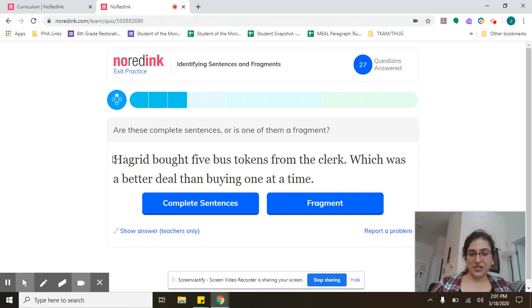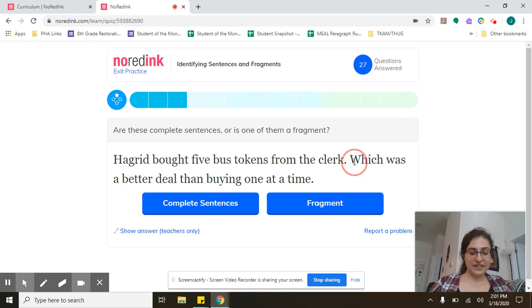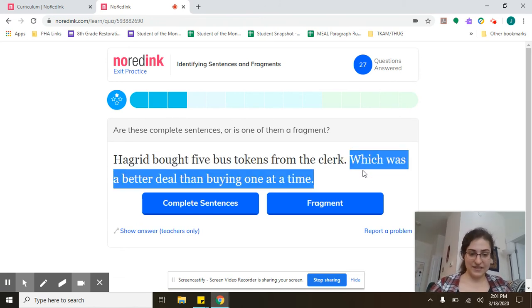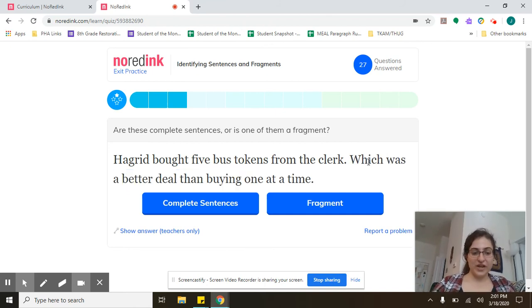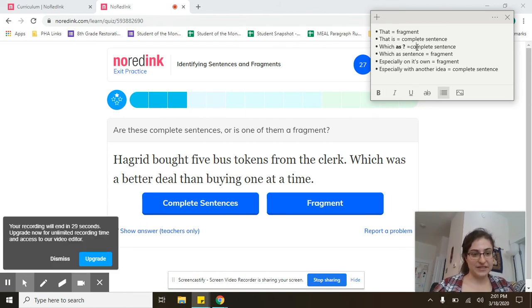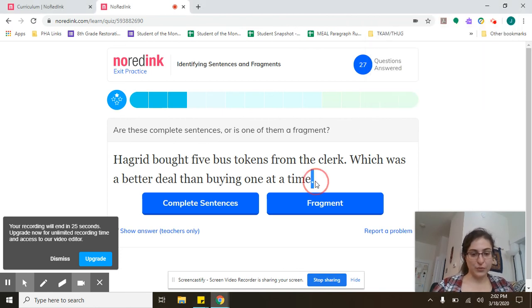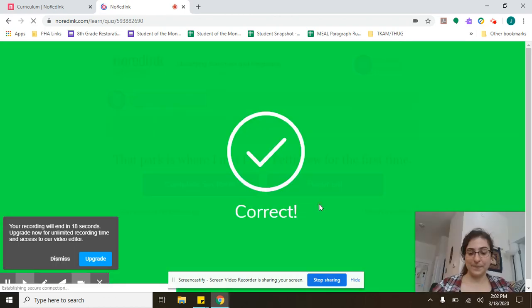"Hagrid bought 5 bus tokens from the clerk." That is pretty straightforward. Hagrid is our subject, bought is our verb. Let's take a look at our second sentence, "which was a better deal than buying one at a time." So we've got a "which." If I look at our 2 rules for "which," when "which" is part of a question, it's a complete sentence. But when "which" is part of a sentence, it's just a fragment. So we have a period at the end, not a question mark. Therefore, I'm going to declare this is a fragment.